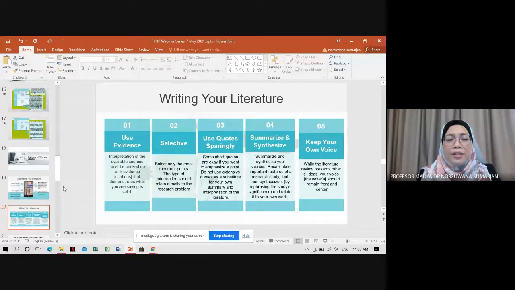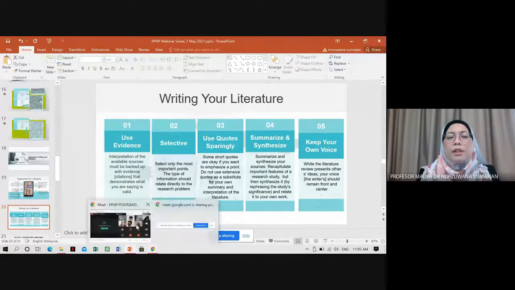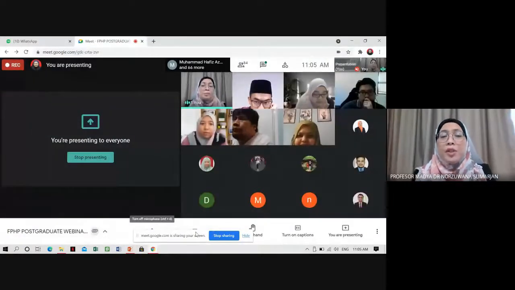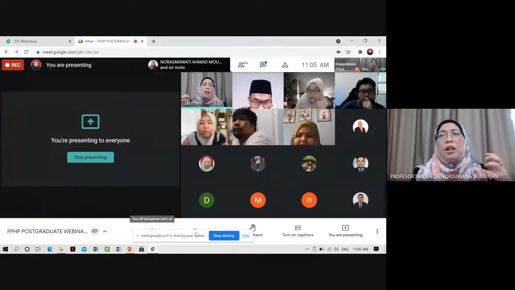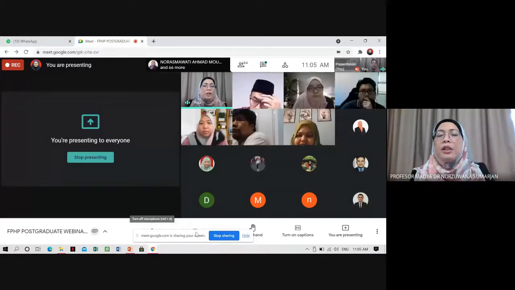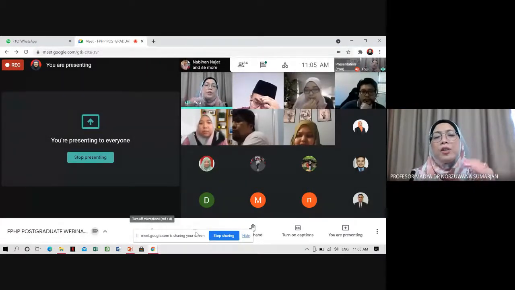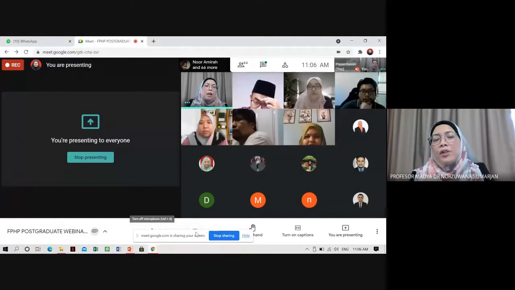First, use evidence. What do I mean by this? When you interpret any sources, it must be backed up with evidence or citation that demonstrates what you are saying is valid. At this point of time, we are in no position to claim that it is ours. You need to provide a literature or reference if you make a strong statement. If not, during your viva, the panel will ask you, who said this?